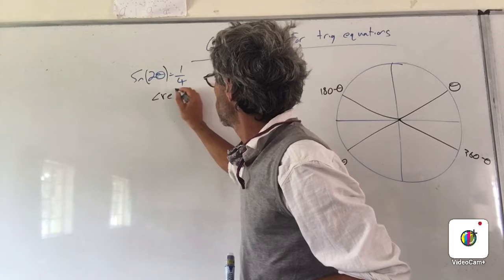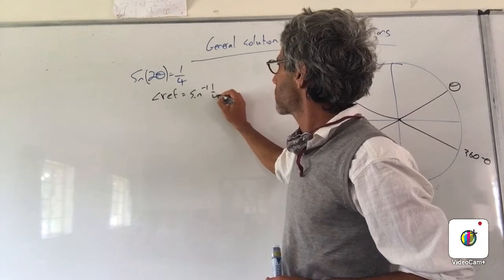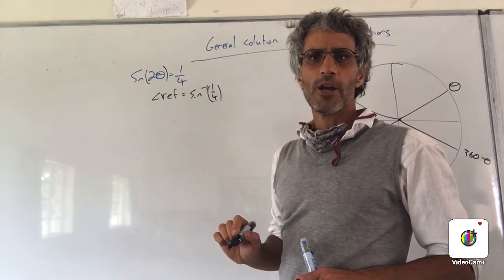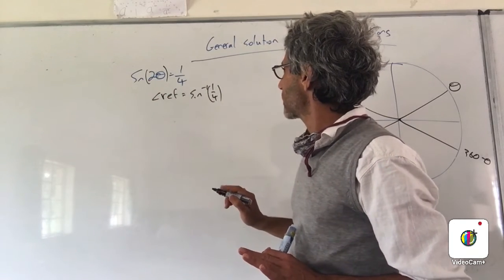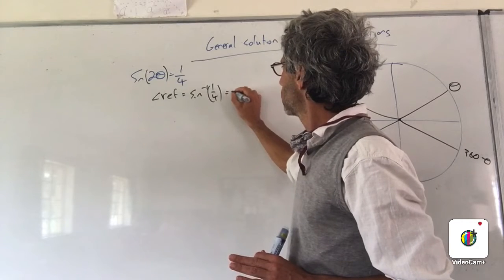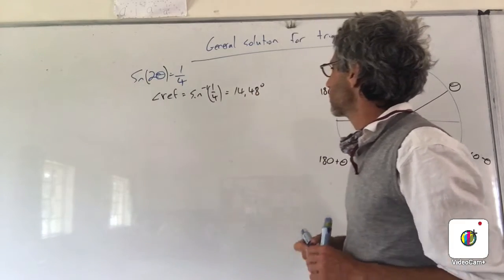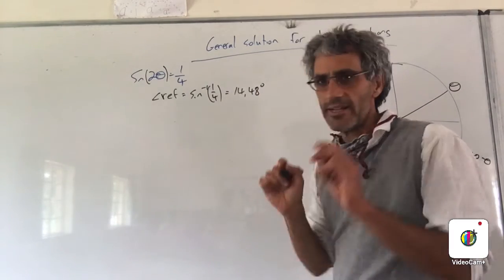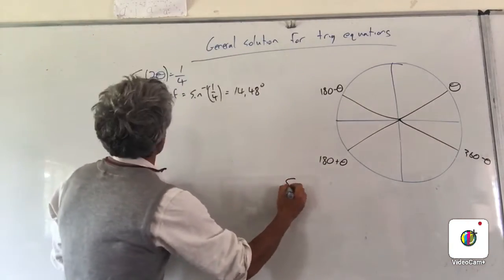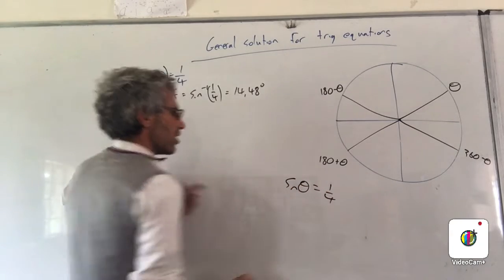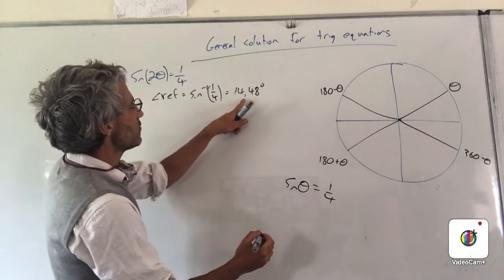The reference angle is equal to what? The inverse operation, the inverse sine of a quarter. Let's get an answer for that. For now, I ignore the 2 theta, as I always do. I'm finding the reference angle. What do we get, to 2 decimals? 14.48. It's in my first quadrant. Here comes the trick. Before, let's say I had sine theta equal to a quarter. I've done the same thing, but instead of 2 theta, it was sine theta. I would find out that the reference angle is 14.48.